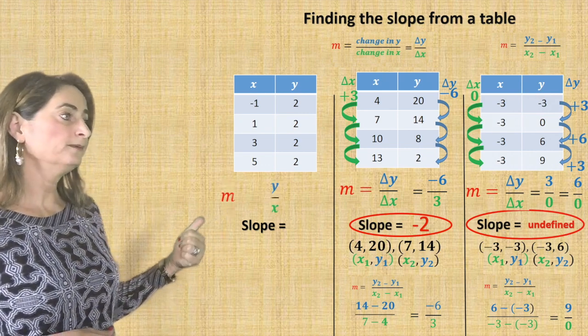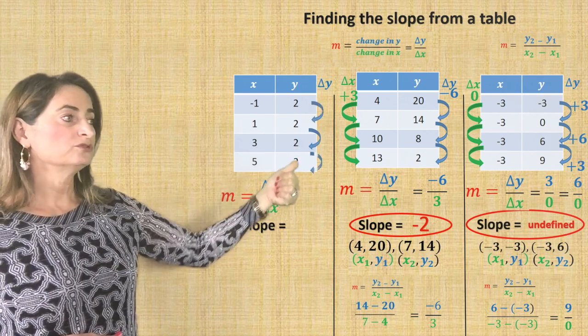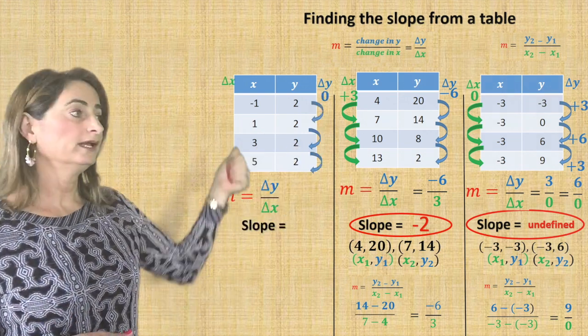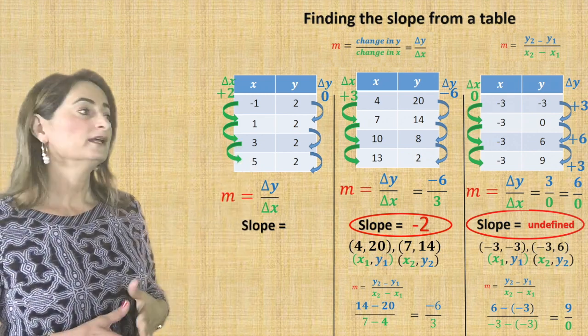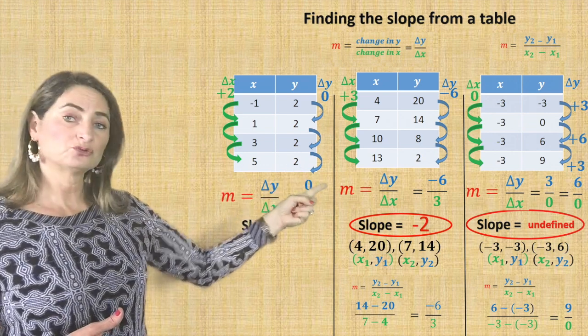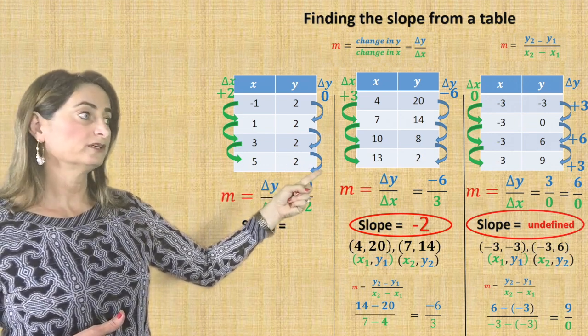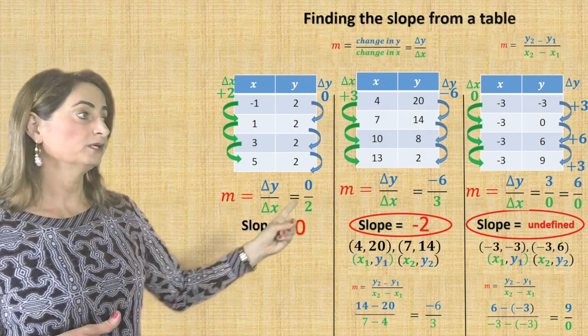Now the last one, the change in y. How did y change from 2 to 2? That's 0. How did x change from -1 to 1 to 3 to 5? That is adding 2. Now divide them. Make sure the y is on the top, on the numerator first. So 0 divided by 2 equals 0. So the slope equals 0.